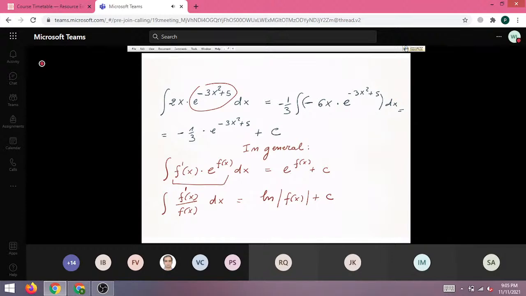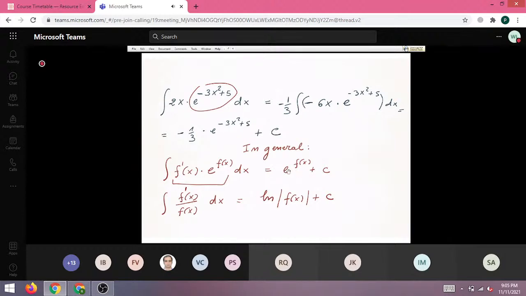And this happens sometimes when we have products between functions. If we can reduce it to this expression, then we can immediately write the result: -1/3 times the exponential of -3x squared plus 5. Of course, this is just an example, but it is not the only situation that can happen.